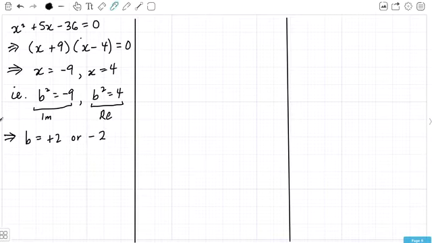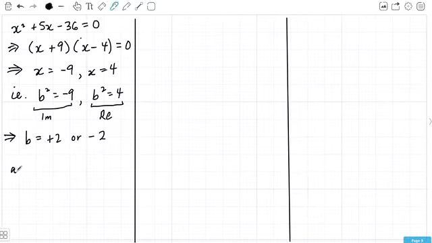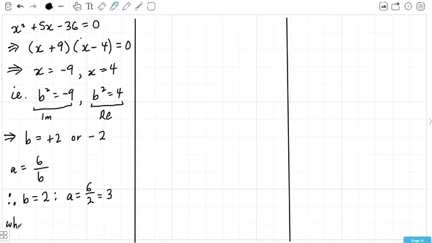Okay, let's have a look at what happens when we have plus 2 and minus 2. Now we have this relationship between a and b. a = 6 over b. So therefore, when b = 2, we have a = 6 over 2, which is 3. And when b = -2, we have a = 6 over -2, which is -3. So we have two situations here.